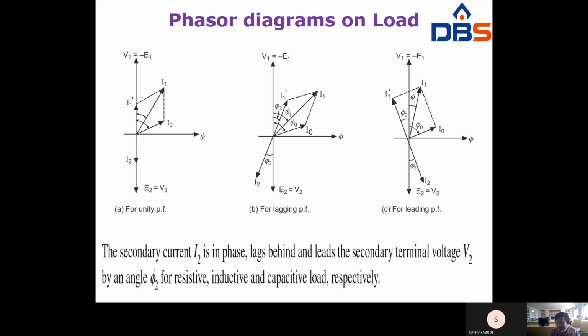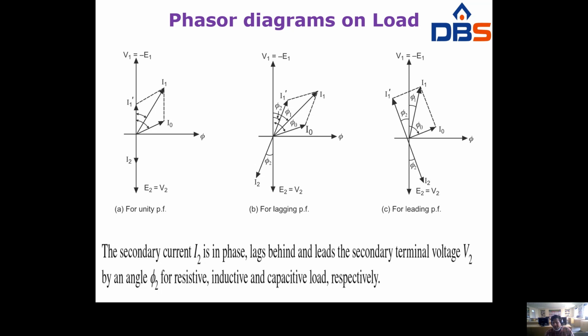Now I1 dash, that is leakage current. Leakage current occurred because of I2 only, right? Leakage current is occurred because of phi 2. Phi 2 is occurred because of I2. That's why I2 and I1 dash are opposite to each other. That's why first of all you have to draw I2 in phase with E2. Then I1 dash is exactly opposite to that of I2. And as usual I0. The combination of I0 and I1 dash is nothing but I1, right?